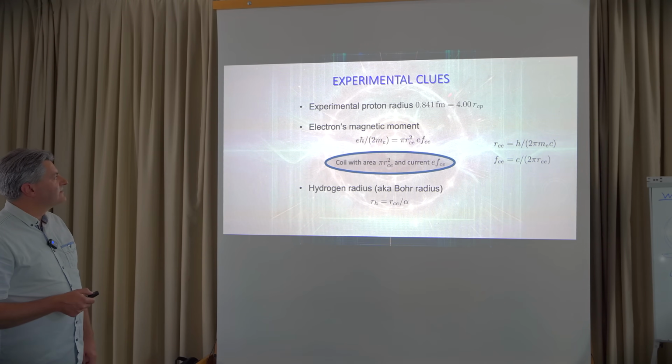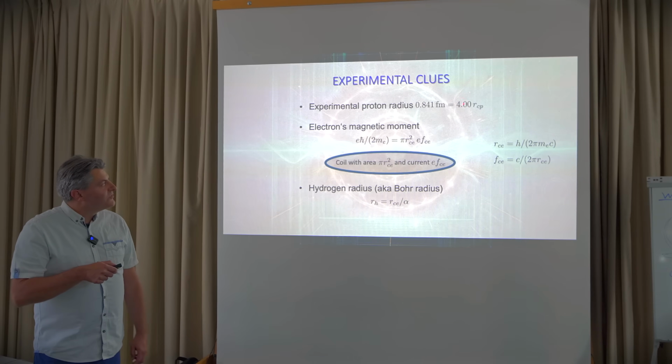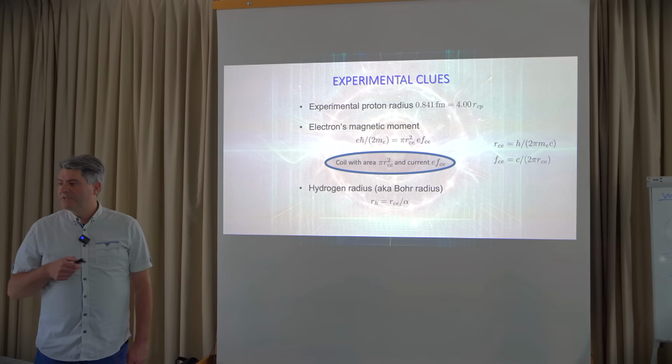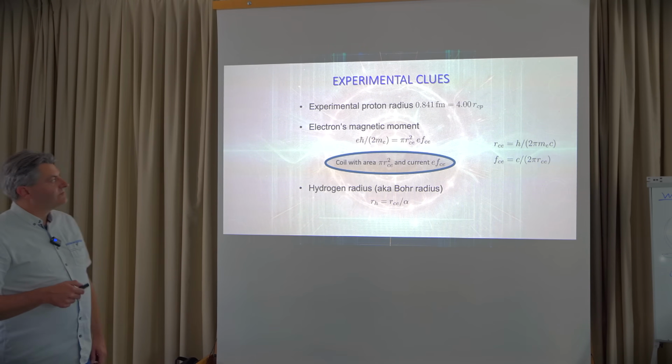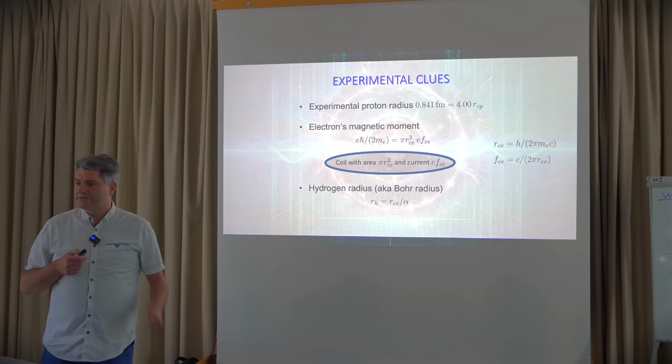The first thing is that if you look at the experimental proton radius, it is pretty much 4 times the reduced Compton wavelength of the proton. I think this is pretty much ignored. And the fact that we're having an integer number and not just some weird arbitrary factor is already the first clue that the Compton wavelengths have a real geometric meaning.